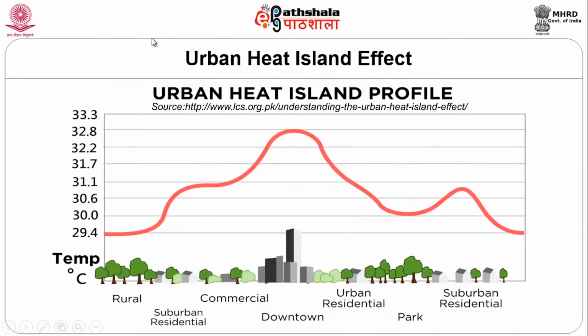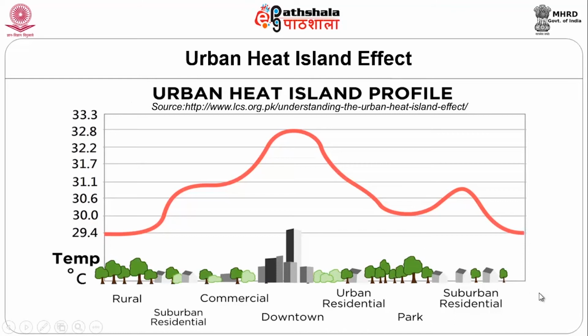Now moving on to the urban heat island effect, which all of us are well aware of, especially living in a place like Chennai. We have rural areas and commercial areas, and in between the rural and commercial we have the suburban residential. Then we have the downtown, where the commercial business district is. The CBD, the central business district, is referred to as the downtown. Then you have the urban residential, then a park or open space, and suburban residential.